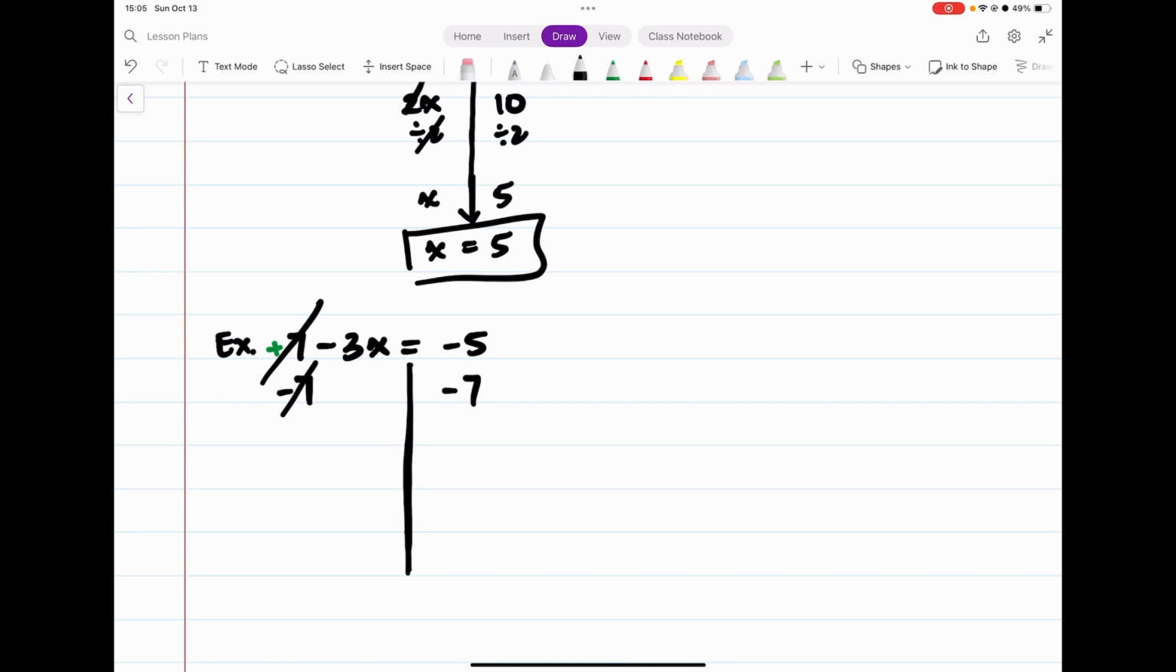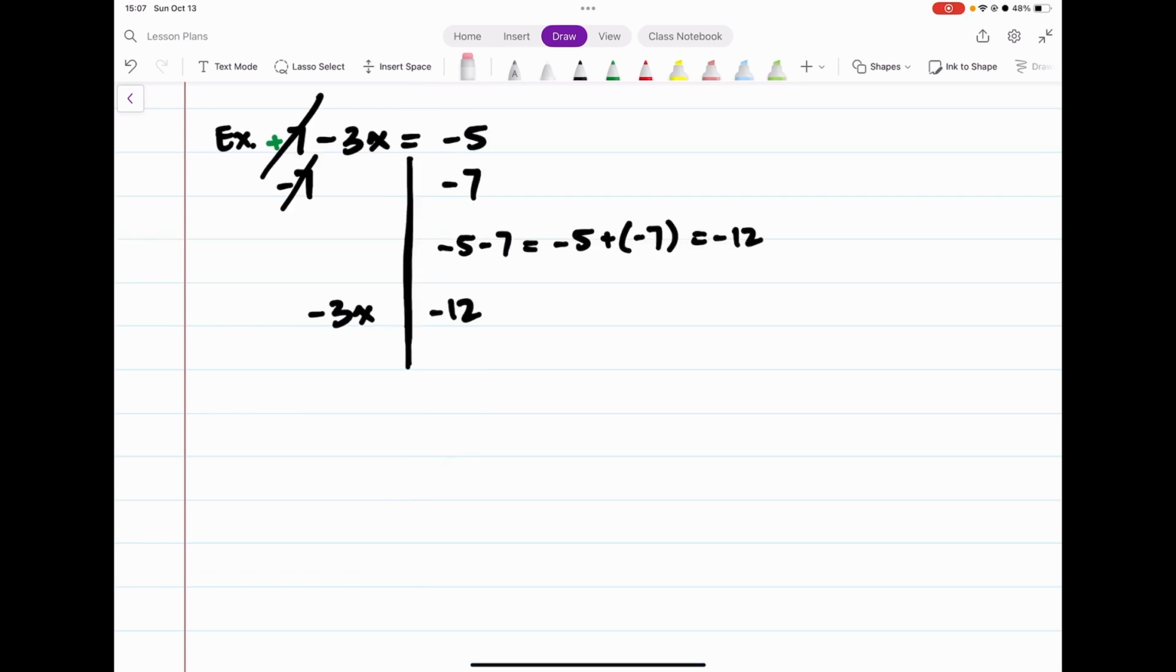Now, if I really want to do this properly, I could do negative 5 minus 7. Sorry, there's a little technical error there. All right, so divide by negative 3. Because this is negative 3 times x, so I have to do the opposite, which is divide by negative 3. And I have to do it to both sides. All right, so now the negative 3's, they cancel out.